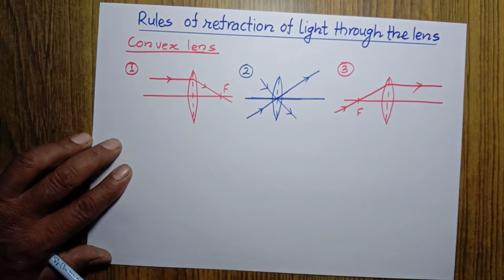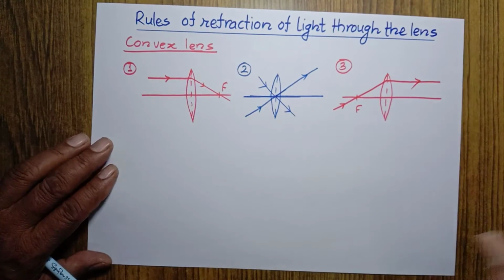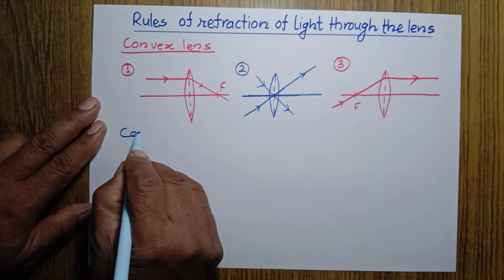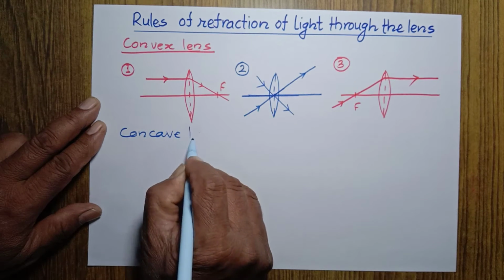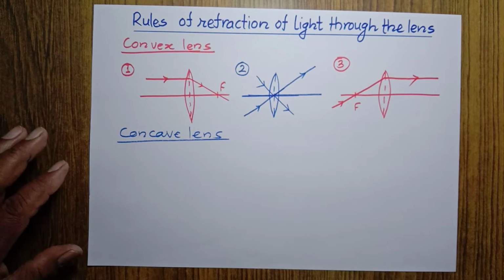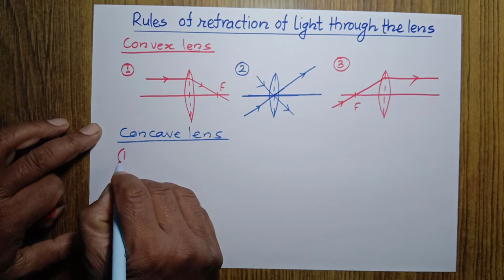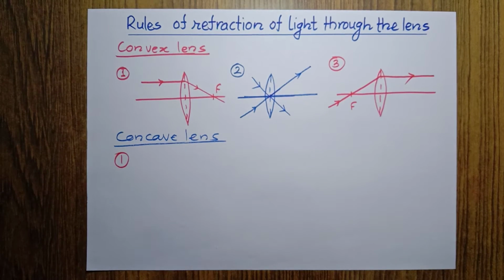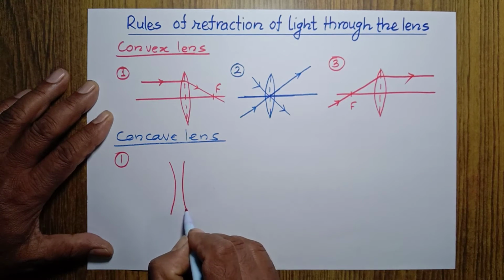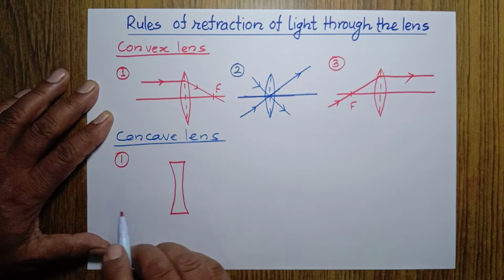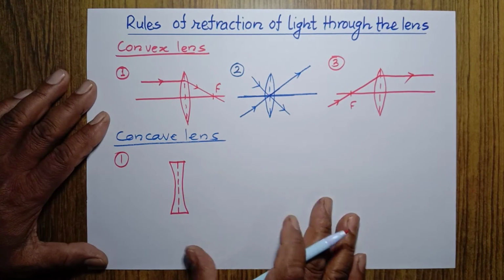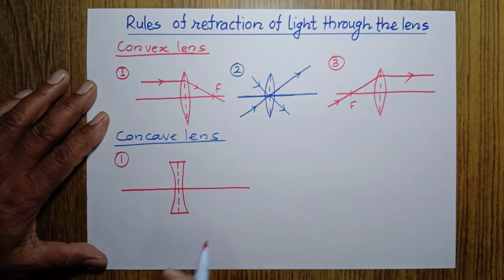Okay, this is about the convex lens. Now I want to talk about concave lens. There are three rules. Number one, let's say we have a concave lens. This is a concave lens, and this is the bisector line which bisects the lens into two equal halves, and this is, let's say, the principal axis.